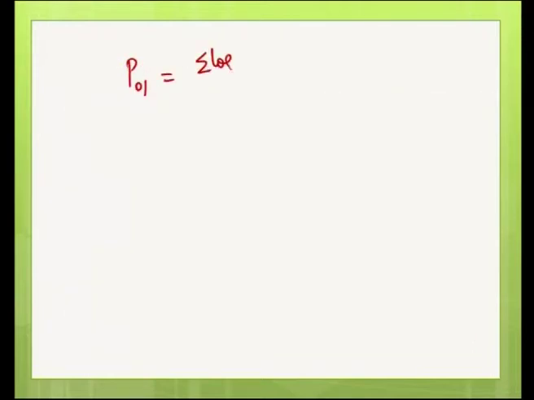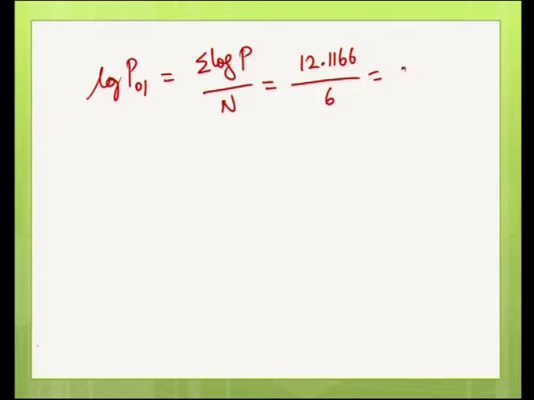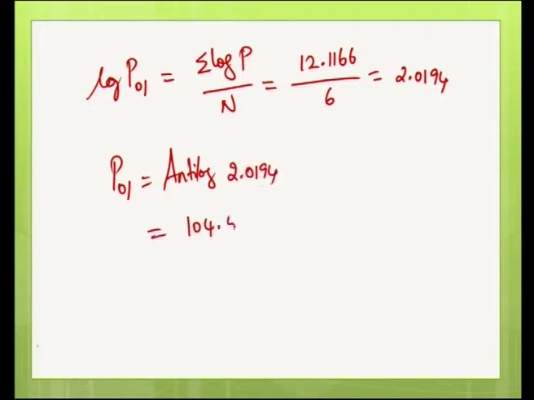How the price index is calculated using geometric mean: log of P01 is equal to summation of log capital P by capital N. Summation of log capital P is 12.1166 by the number of items, which is 6. Whatever value you get is actually log of P01, which is 2.0194. So, if you want P01, take the anti-log of 2.0194 and this comes to be equal to 104.57. A small change only between the arithmetic mean method and the geometric mean method.